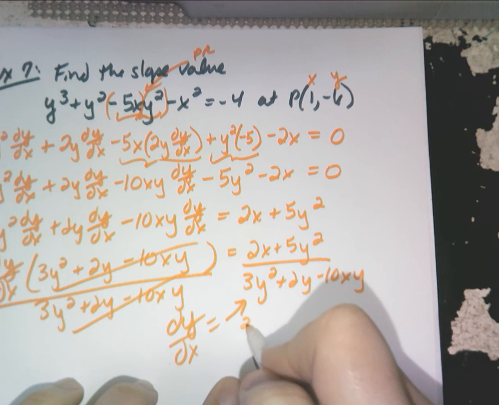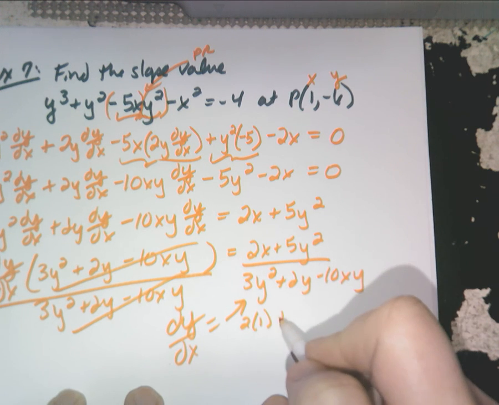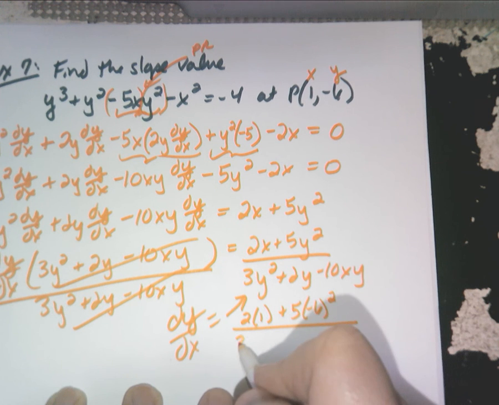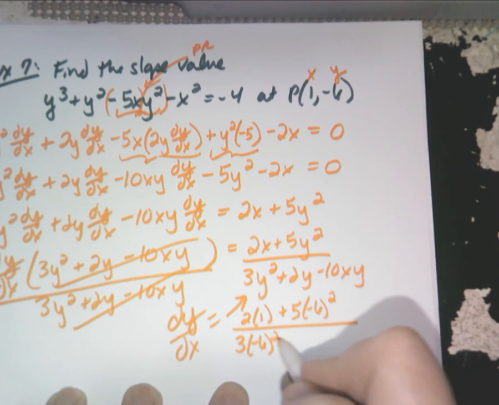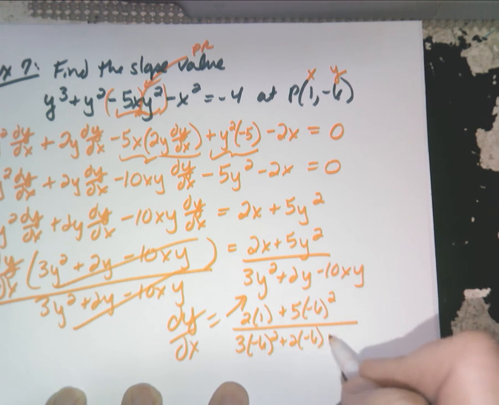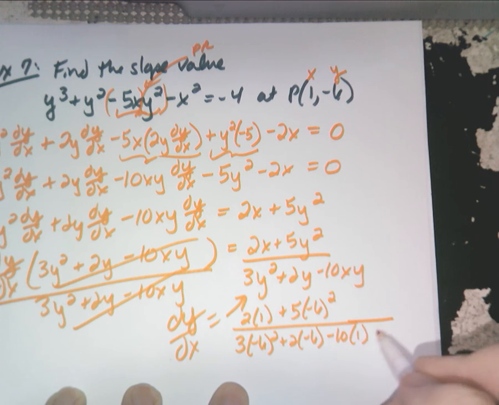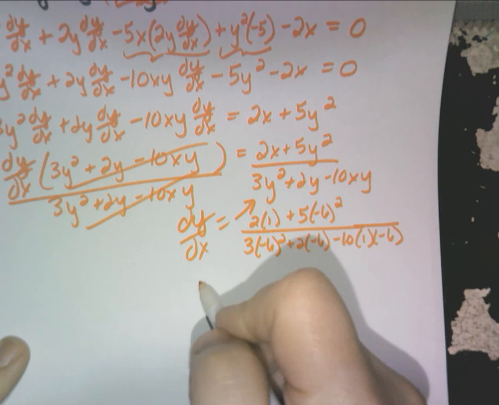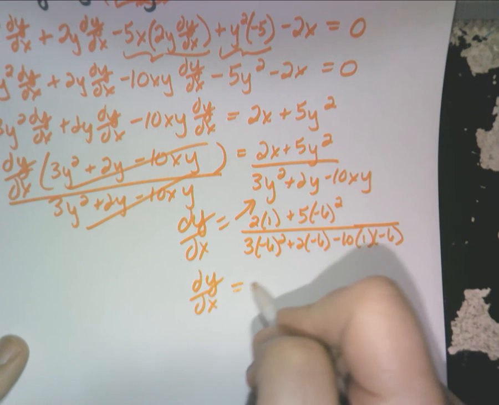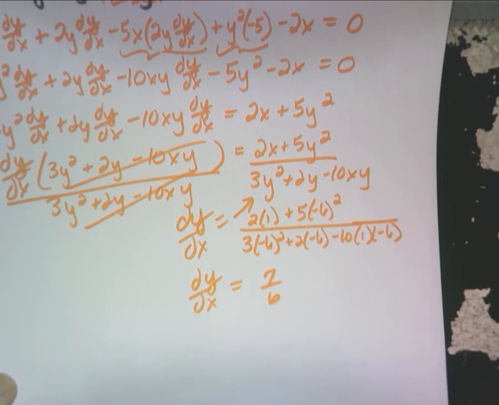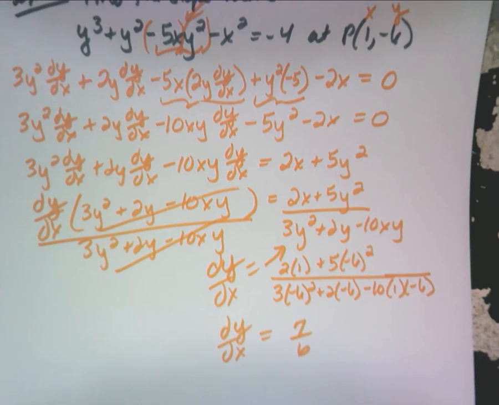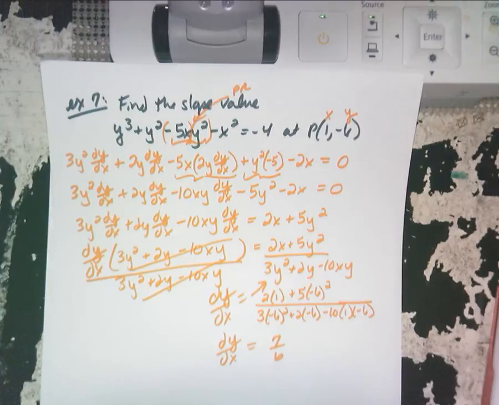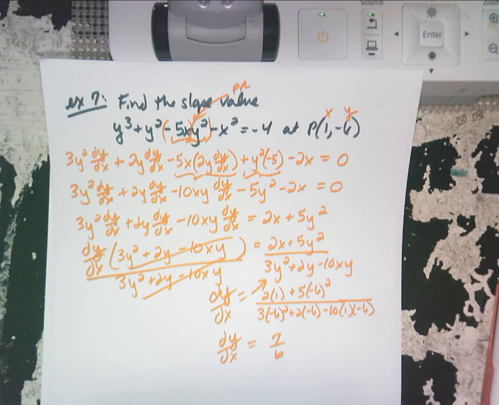So this is 2 times 1 plus 5 times negative 6 squared, over 3 times negative 6 squared plus 2 times negative 6 minus 10 times 1 times negative 6. And for the sake of time, the answer is 7/6. Let's go. 7/6. Look at that. We're geniuses. Look at that beautiful thing.